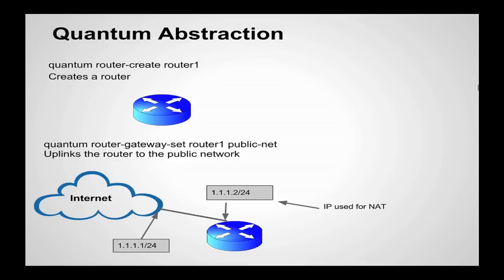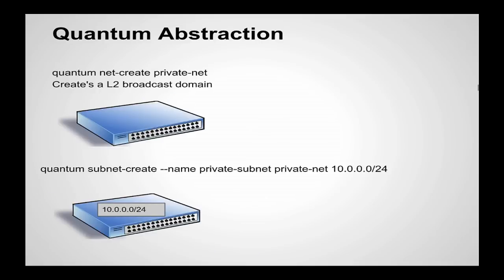So quantum net create creates a layer 2 broadcast domain. That just creates a network, like an isolated L2 switch. If you look at this first slide, creating a network just creates this first switch right here. And when we add a subnet to it, that associates the network with a subnet, so that puts the IPAM on that network.